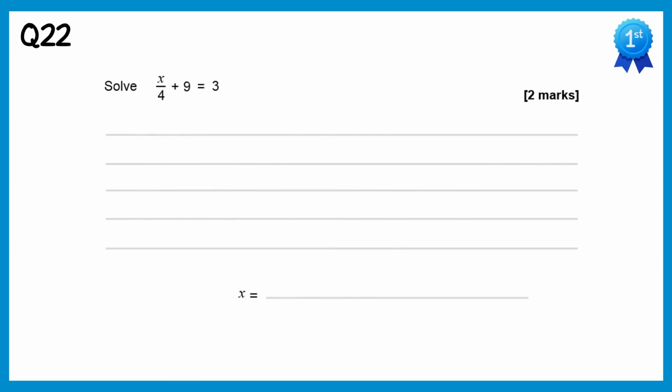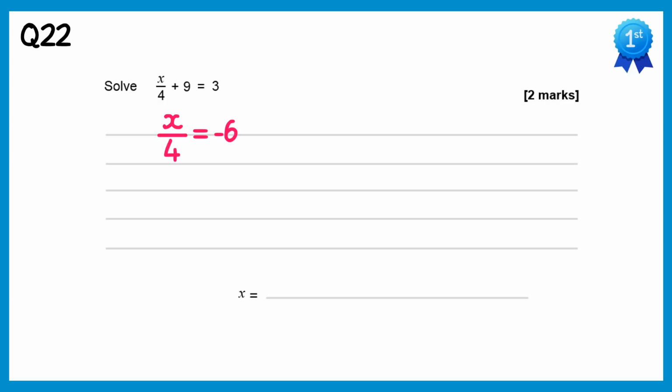For this question, we need to solve an equation. We're going to deal with this plus 9 here first. To do that, you subtract 9 from both sides. If we subtract it from the left, then it cancels out, so we're left with x over 4. If we subtract it from the right, 3 take 9 gives negative 6.